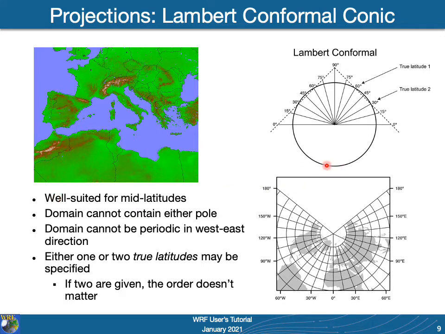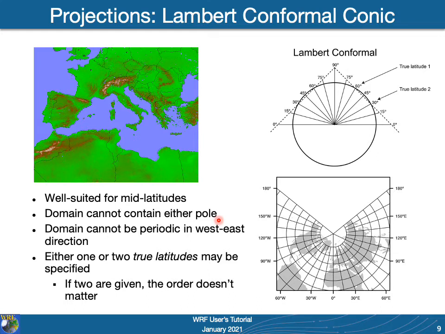Now, looking over here at this part of the figure on the right, you can see that because there's a wedge missing over the North Pole, obviously we couldn't cut out a rectangular simulation domain that contained the North Pole because there would be a wedge missing. And the opposite pole is spread infinitely far away. So as a consequence, you can't use the Lambert conformal conic projection if you would like to run a simulation over either pole of the Earth.